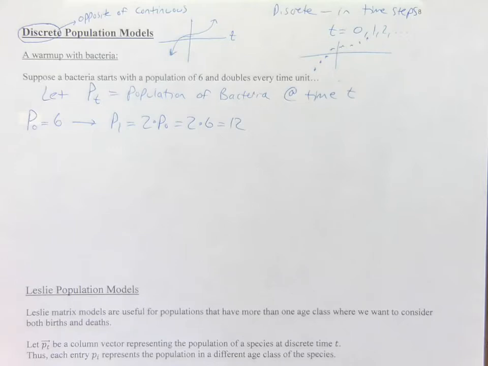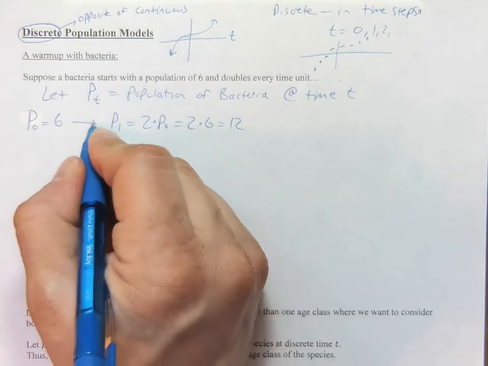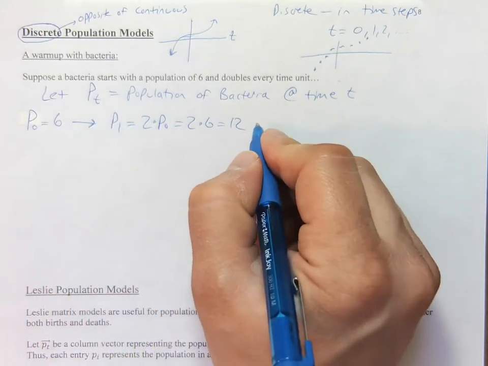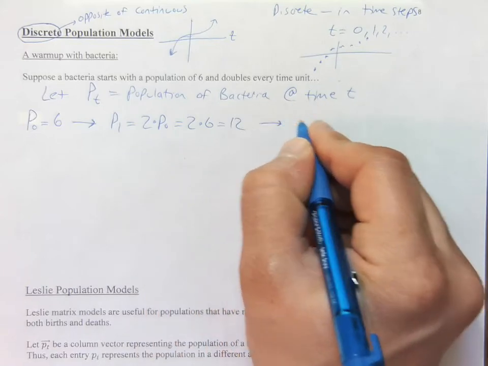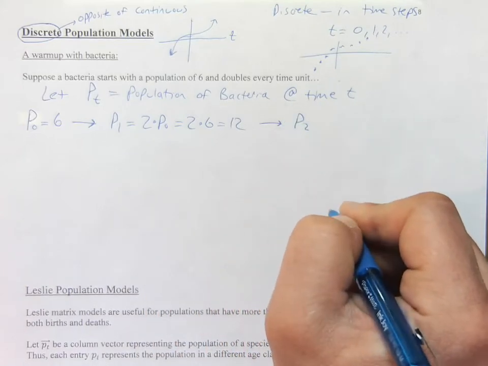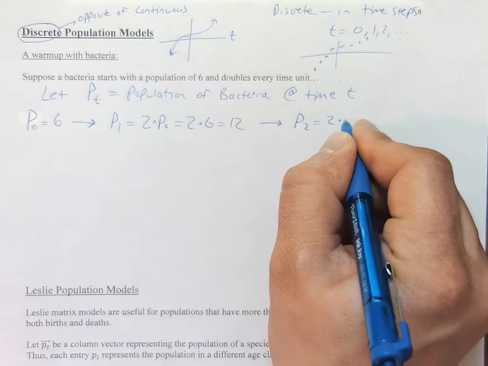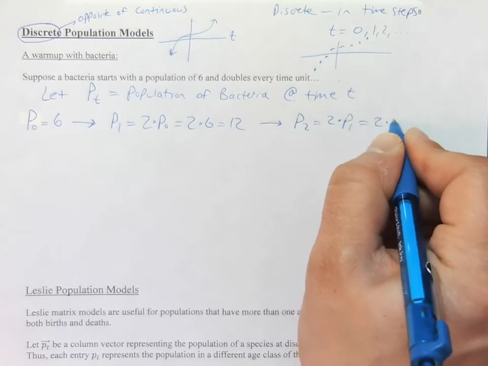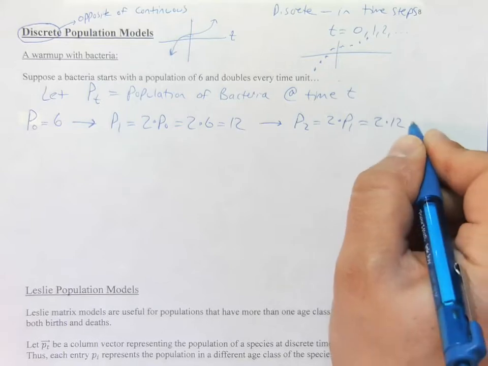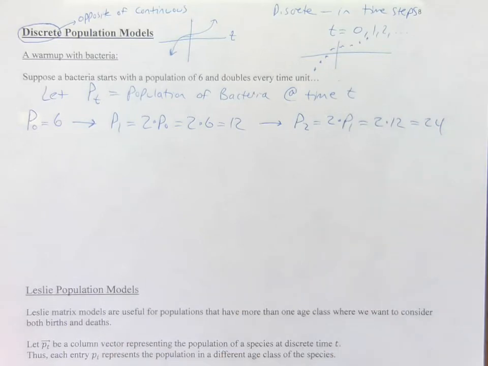And let's make a pattern here and do a couple more of these and see if we can find a pattern. So that's P0, P1 doubled P0, which got here. If we wanted the next time step, which would be P2, we double what was there in P1, right? Which is going to be 2 times 12, which is 24, of course.